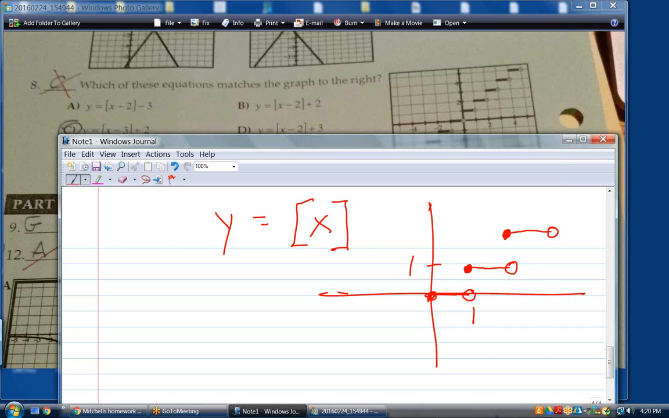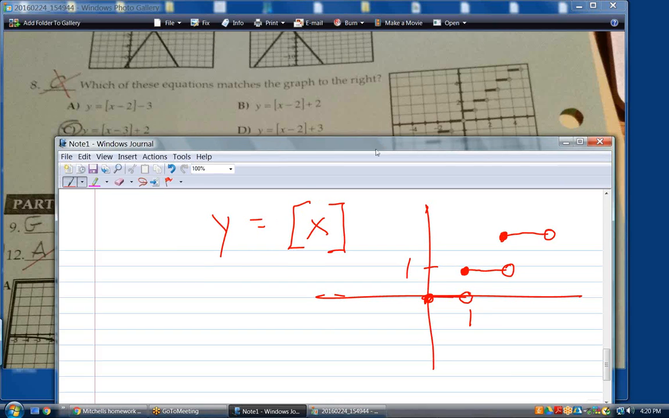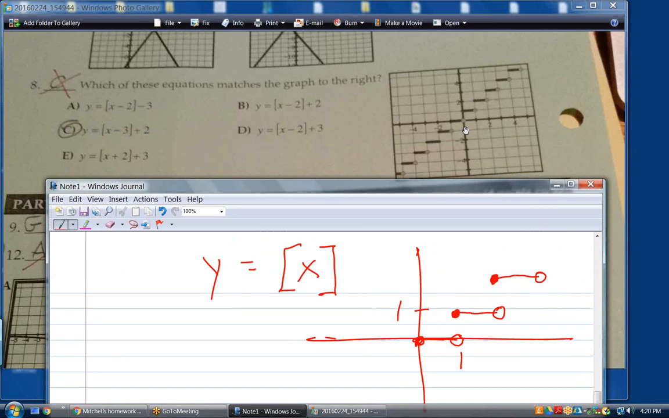So, all we have to do is we know we're looking at some translation of the greatest integer function. The question is what is it? How does this graph compare to this one? Well, first of all, my open dots are on the correct side. They're on the right side of each one, right? Yeah. Okay.